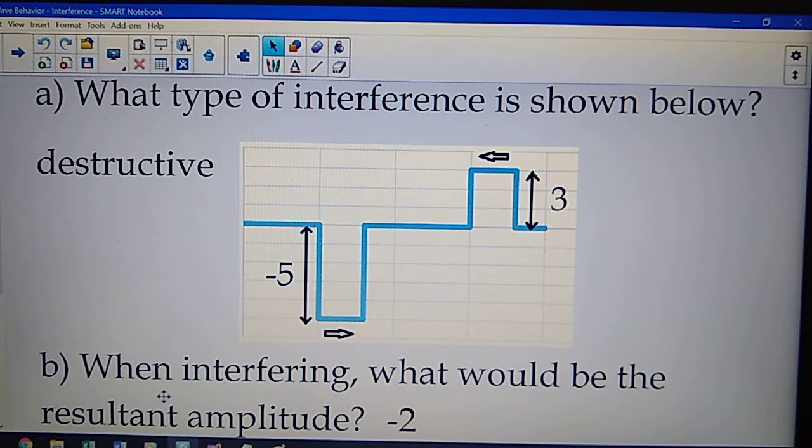Well, because we have a crest and a trough, that would mean destructive interference. They would end up subtracting. And the difference between the two is -2. So in this case, the resulting interference would be -2. It wouldn't be 0 because they're not exactly equal to each other, but it would be opposite. +3 - 5 ends up being -2.